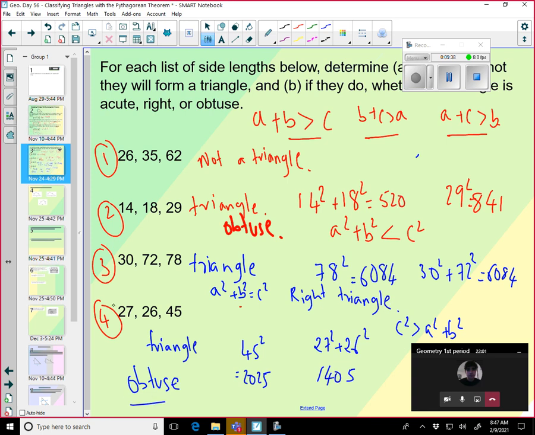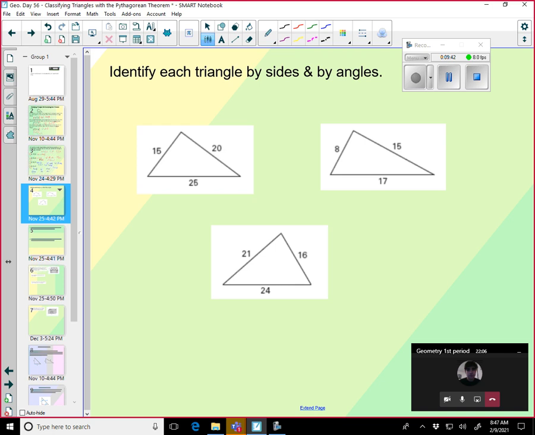Okay. Let's see the next slide. Identify each triangle by sides and by angle. Okay, I'll do the first one, then I'll give you a chance to work on the second and third. So first one, by sides. Okay, I'll do by sides first. 15, 20, and 25.